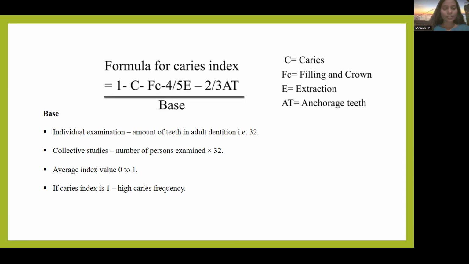In collective studies, the number of persons examined is multiplied by 32. Average index value is 0 to 1. If the caries index is 1, then the caries frequency is noted as high.